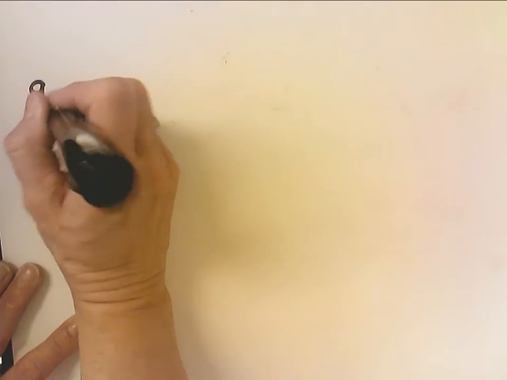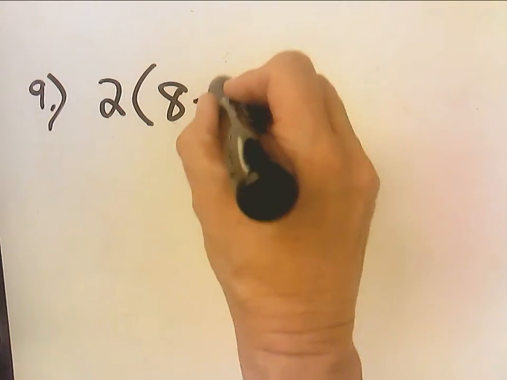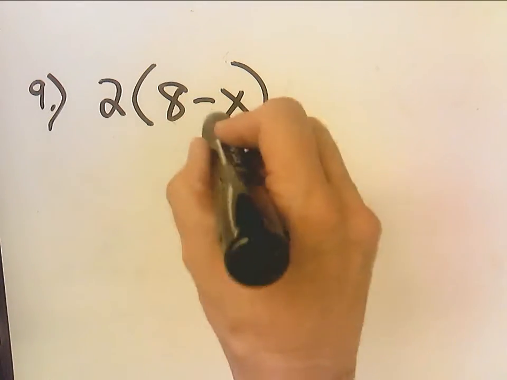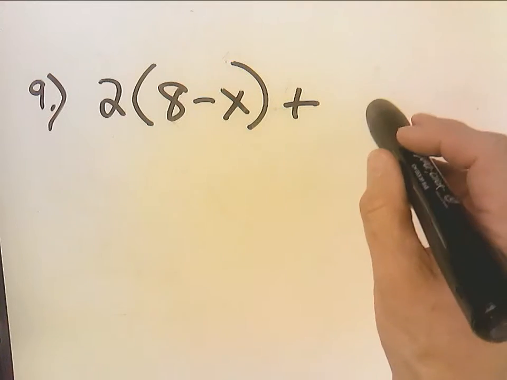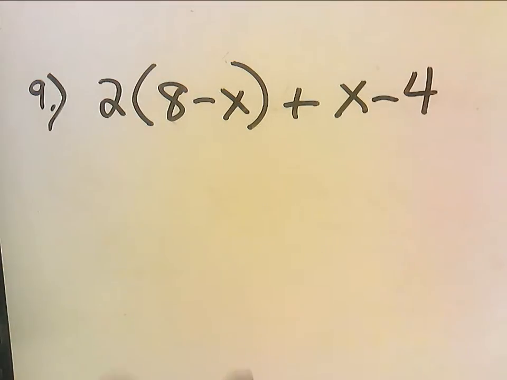Okay, on page 36, it asks us to translate the verbal phrase into an algebraic expression, then simplify the expression. So number 1 says twice the difference of 8 and x. So twice, and as soon as I see a word like difference, I know I need parentheses. 8 and x increased by 4 less than x. 4 less than x is x minus 4.